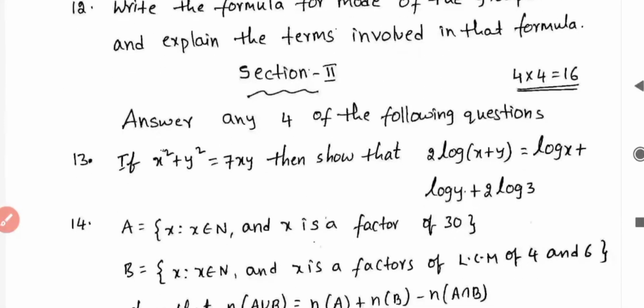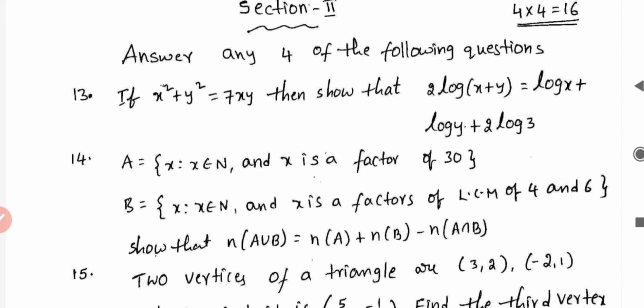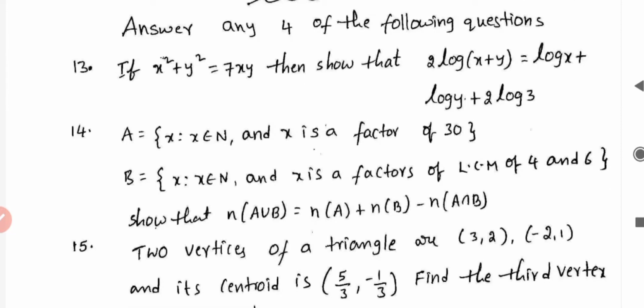Next, Section 2. In Section 2 you have 8 questions, and you write any 4 of them. The first one: if x square plus y square equals 7xy, then show that 2 log of (x plus y) equals log x plus log y plus 2 log 3.